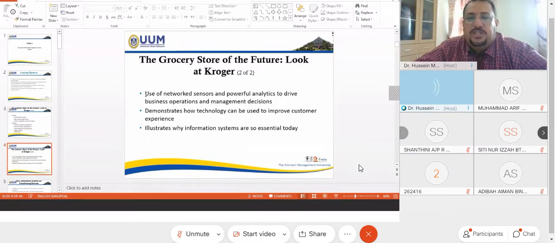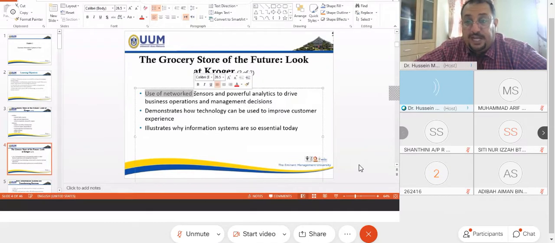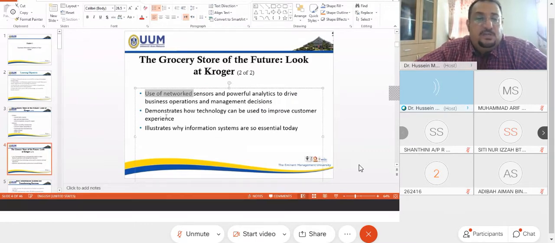They use sensors, yes, in the grocery store here. They use network sensors and powerful analysis to derive business operations and management decisions, because the good find sensor is very important. It demonstrates how technology can be used to improve customer expectation. Customer expectation is very important.